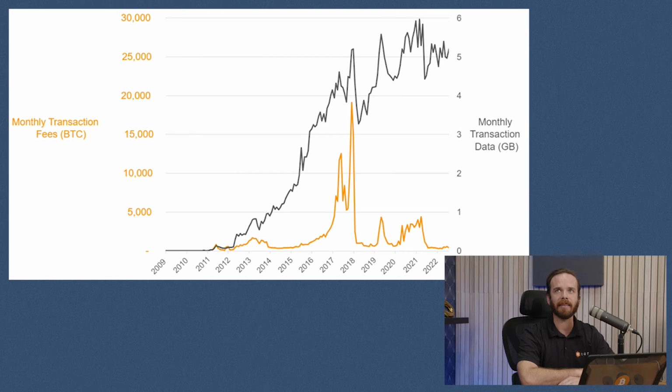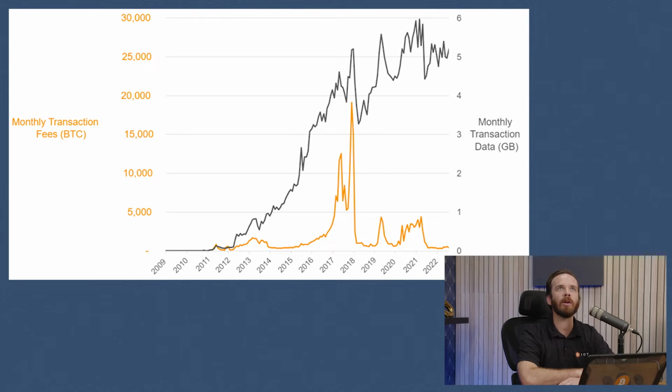Yeah, so that's a great point. And in the research report, we've got a chart about the monthly transaction data use. And 1 megabyte is not a lot of data.